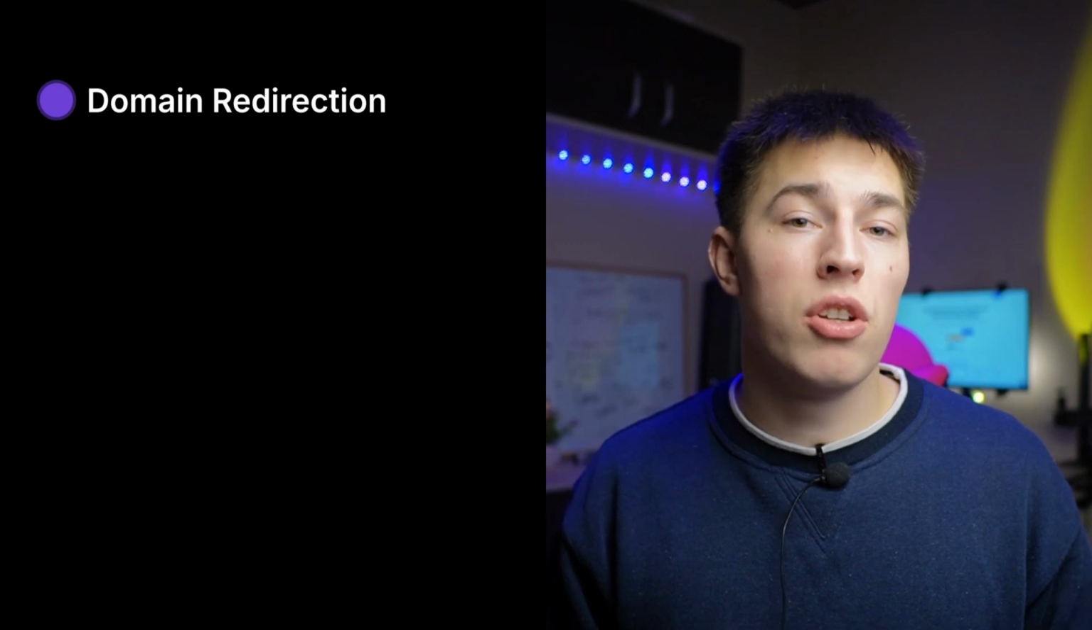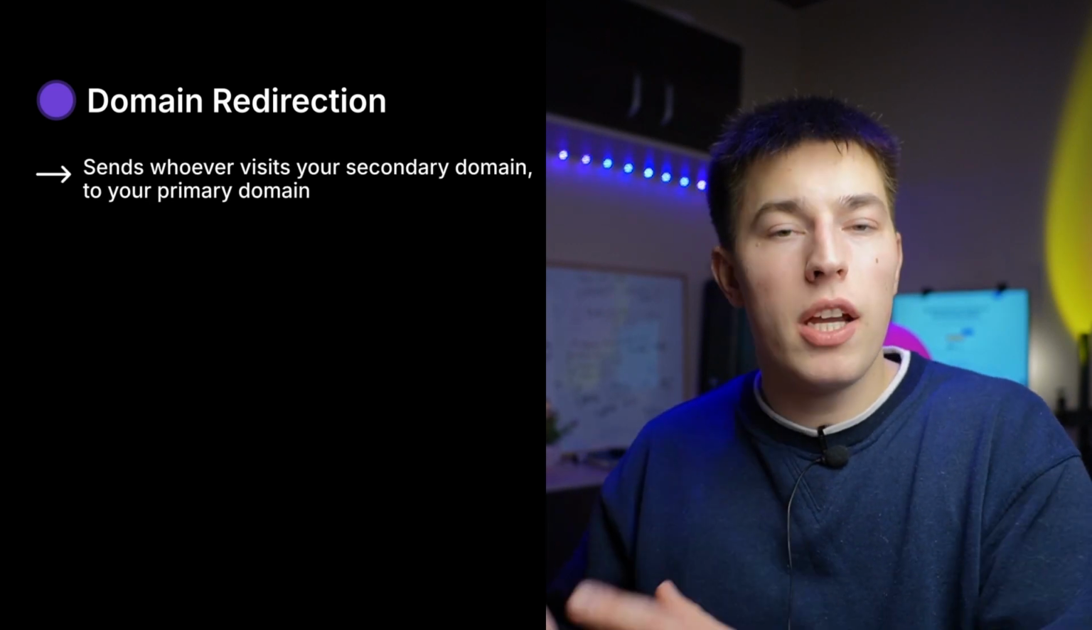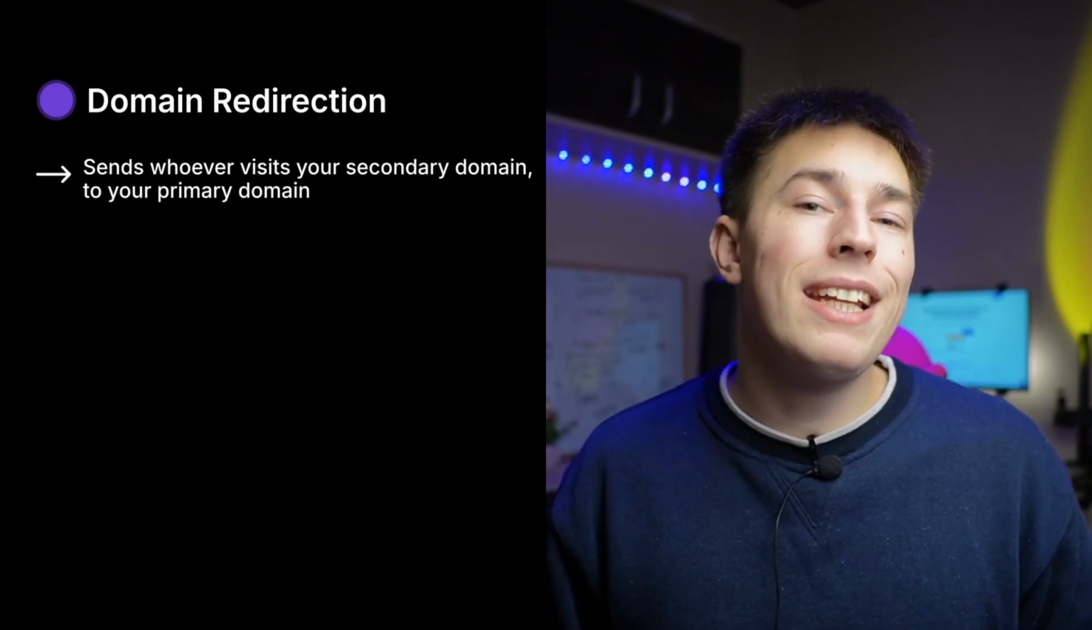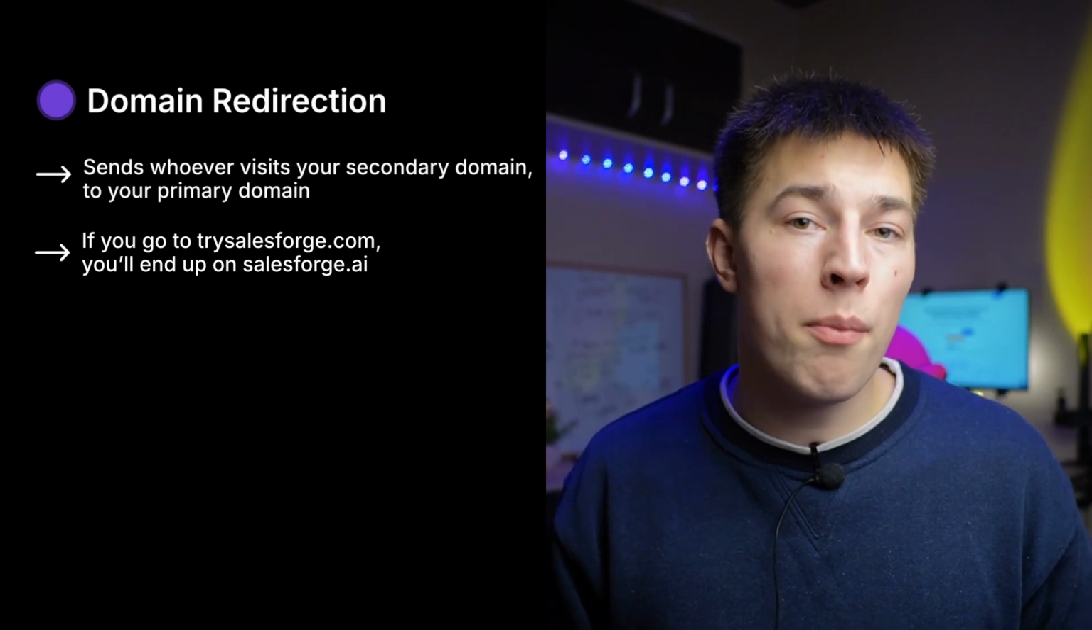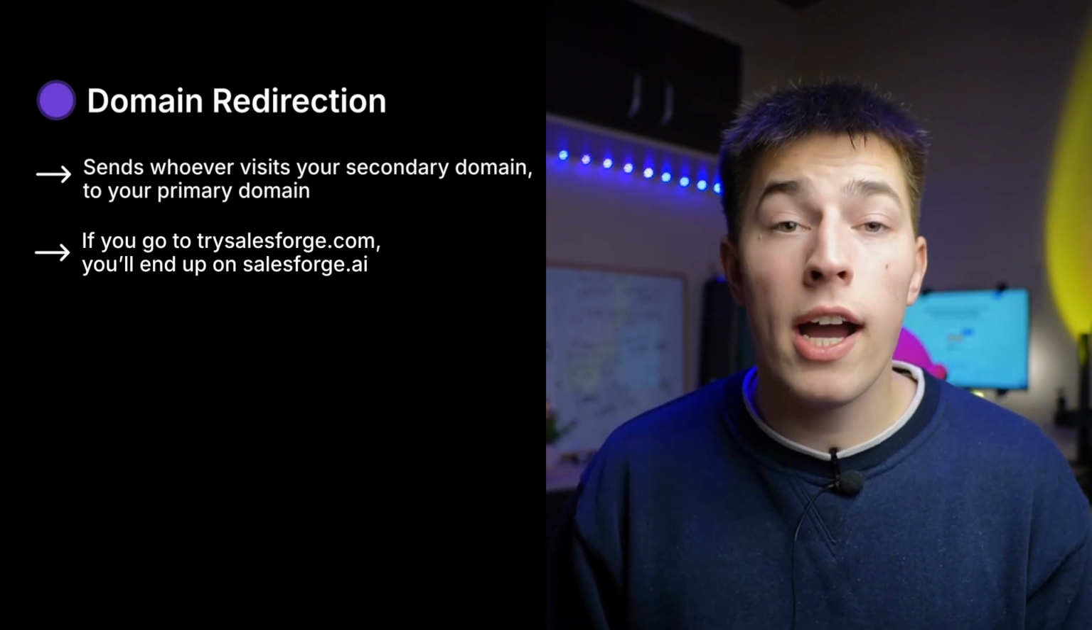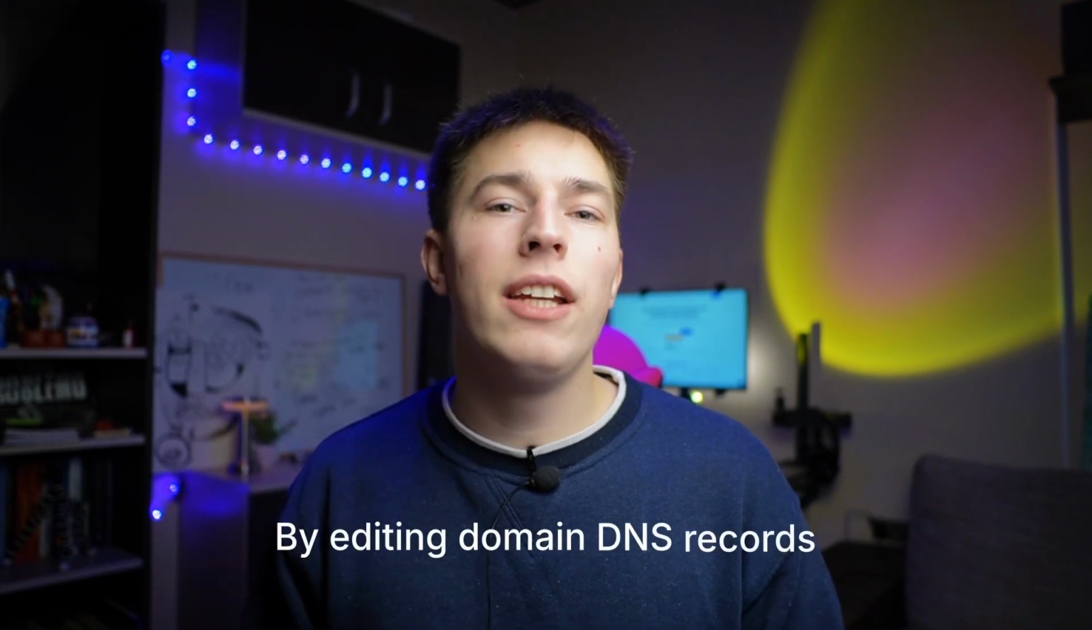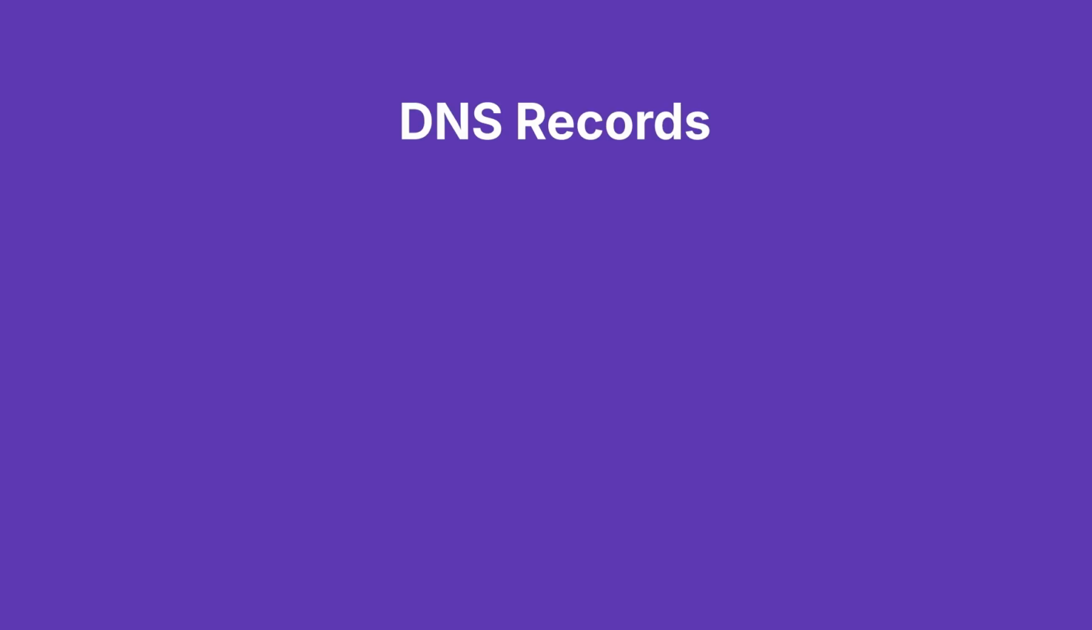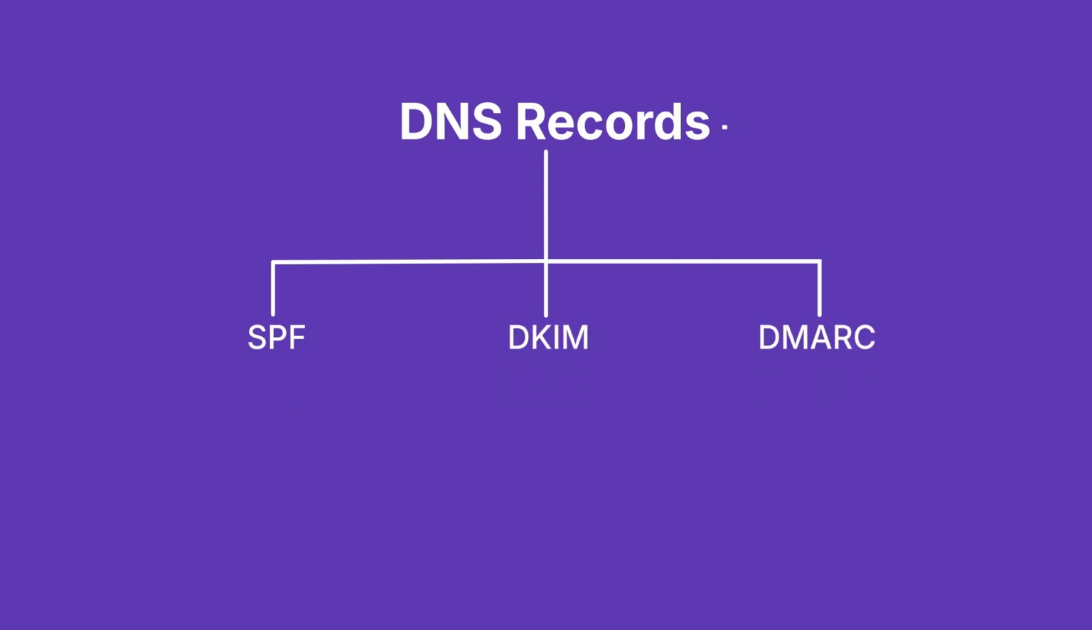What domain redirection does is send whoever visits your secondary domain to your primary domain, meaning that if you visit trysalesforge.com, you'll end up on Salesforge.ai, the primary website. And we can set up domain redirection by editing domain DNS records. This is 1 out of 4 DNS records you need to set up if you want to have the best email deliverability possible. The other 3 DNS records are SPF, DKIM, and DMARC. You also have custom domain tracking, but that's optional if you want to track open rates or link clicks.